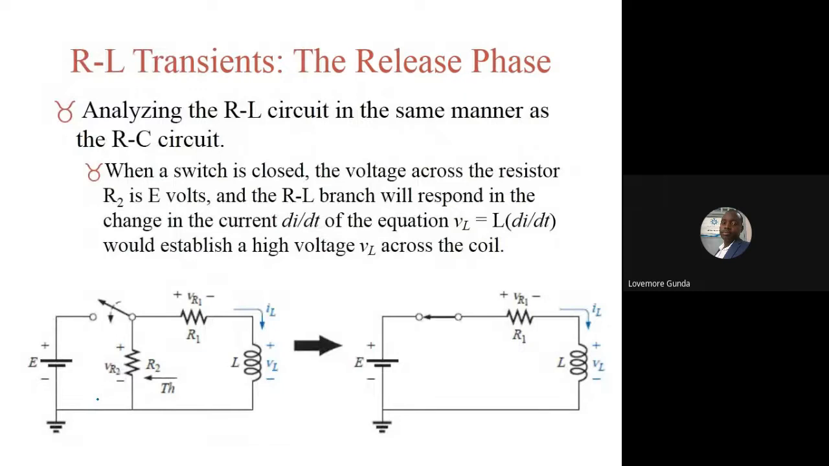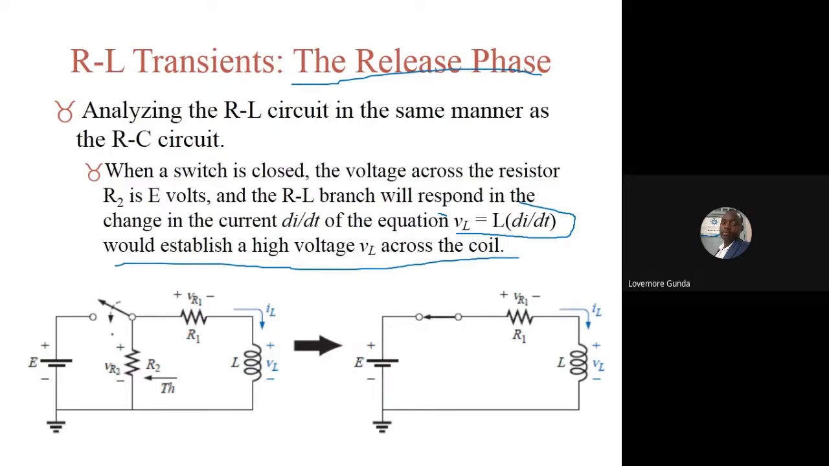Then here we're talking about charging, and we're also talking about the discharging or the release phase, right? So analyzing the RL circuit in the same manner as the RC circuit, when a switch is closed, the voltage across the resistor R2 is E volts, and the RL branch will respond with a change in current di by dt. Using the equation V equals L di by dt, this will establish a high voltage VL. I think we explained this.